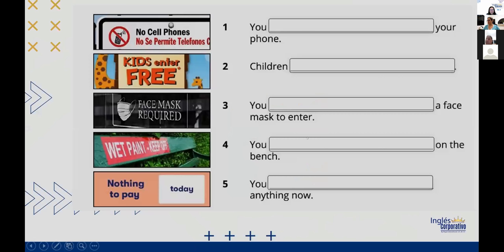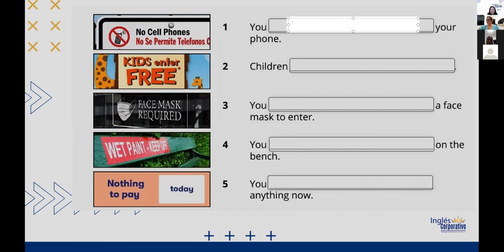And of course, we have some examples here. We're going to try to interpret these signs. The first one says, no cell phones, no se permiten teléfonos. It's a prohibition, you can't. We're going to use that one. To use your phone. You can use your cell phone here, or you are not allowed to use your cell phone here. So we can say that.